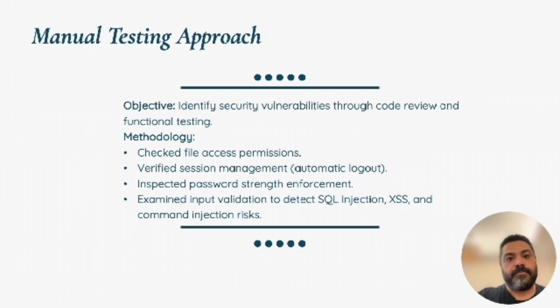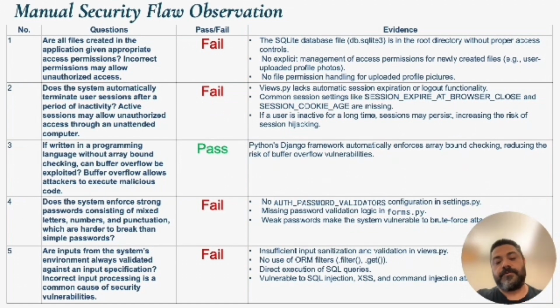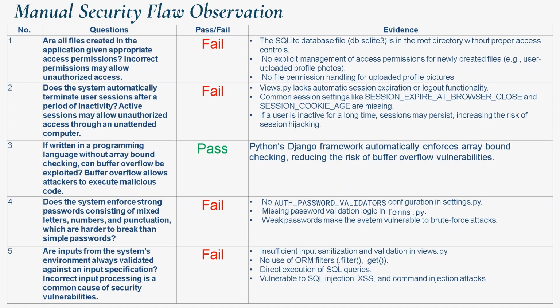For the manual testing approach, the goal of this activity is to identify security vulnerabilities through code review and functional testing. The methodology we use is to check the access permissions, verify the session management, inspect the password strength enforcement, and examine the input validation to detect SQL injection, cross-site scripting, and common injection risks.